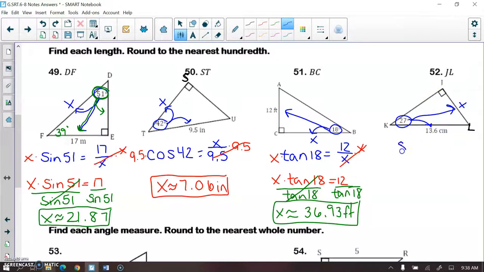Opposite over hypotenuse is sine. So I'm going to do the sine of the 27-degree angle, and that would be equal to X over 13.6. To get X by itself, I'm going to multiply by 13.6 on both sides. And I wind up with X is approximately equal to, typing into my calculator 13.6 times the sine of 27, I would wind up with 6.17 centimeters.